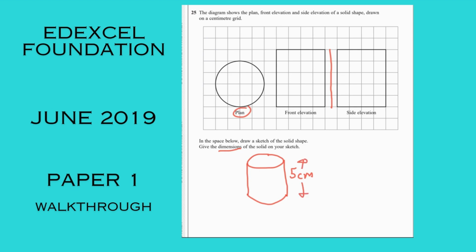Get that on. And the diameter of this, or radius if you wanted to go for 2. I've mentioned diameter, so I'll stick with that. Awesome. So that's my 4 centimeters on the diameter.